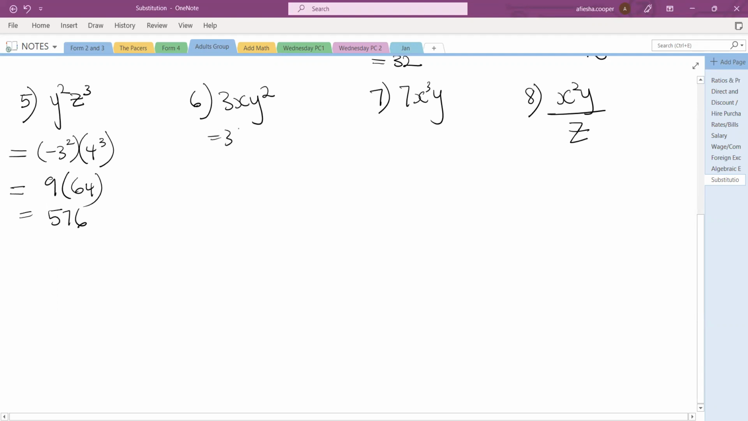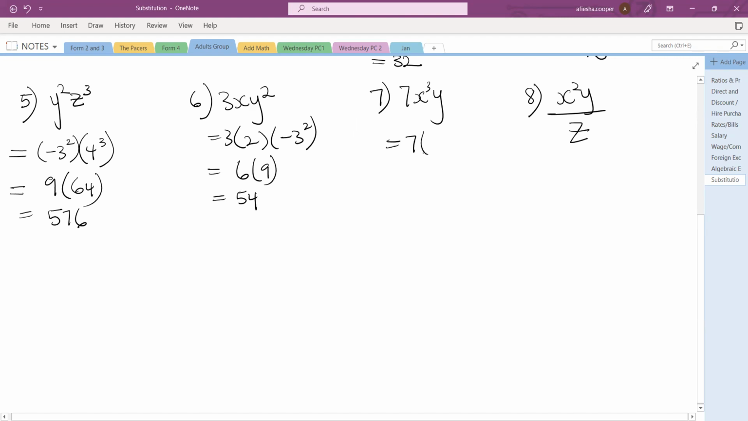Let's do this one now. 3 by x. X has a value of 2 multiplied by y, that has a value of -3, and of course the y alone is squared. So that's 6 by -3 squared, and -3 squared is 9, so 9 by 6 is 54, right?